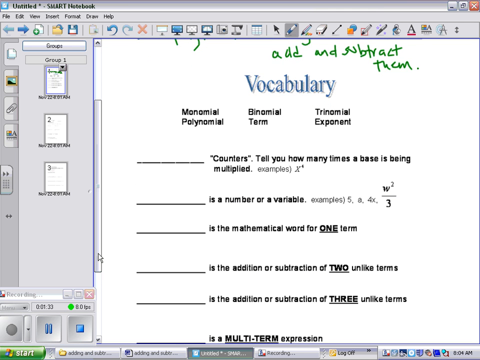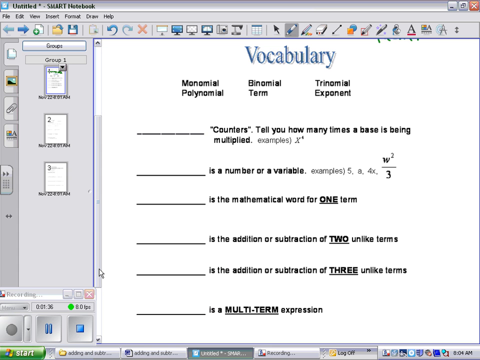So the first one, the definition says these are counters. They tell you how many times a base is being multiplied. So in my example, that 4 is what I'm talking about. So what's that 4 called? It's called an exponent. Those tell you how many times something is being multiplied. So exponent, go ahead and write that in your line right in front of your definition. Now once you do that, we can cross it off our list.